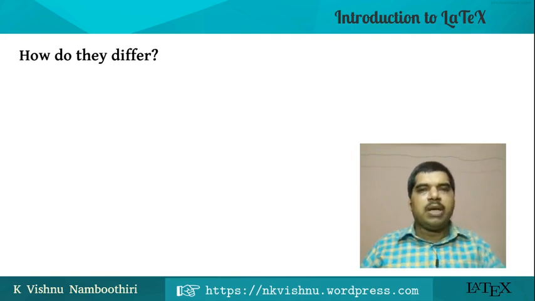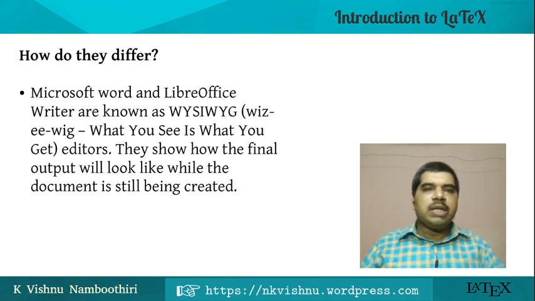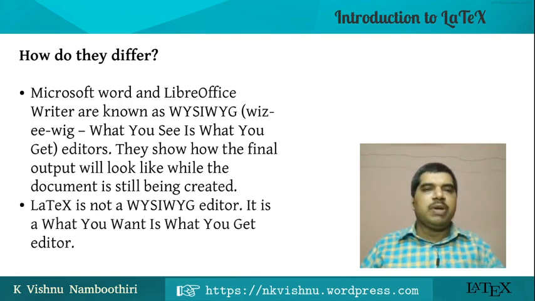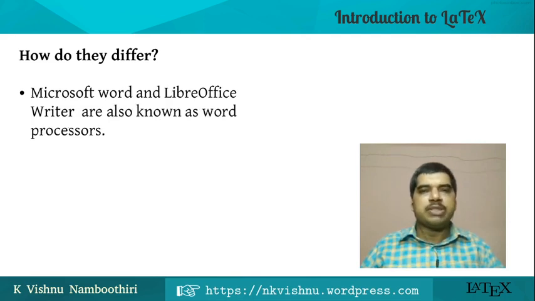How do these ordinary word processors and LaTeX differ? So Microsoft Word and LibreOffice Writer are known as WYSIWYG, what you see is what you get, editors, and they show the final output while creating the document itself. Suppose that we want to make some text bold. We select the text and click on the bold button in the menu, and suddenly that text becomes bold. So what you actually want is what you will be seeing. You are editing live and seeing the results also live.